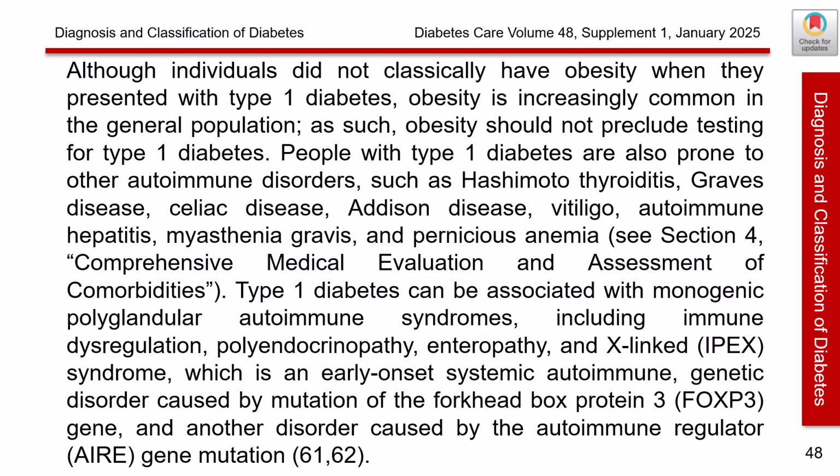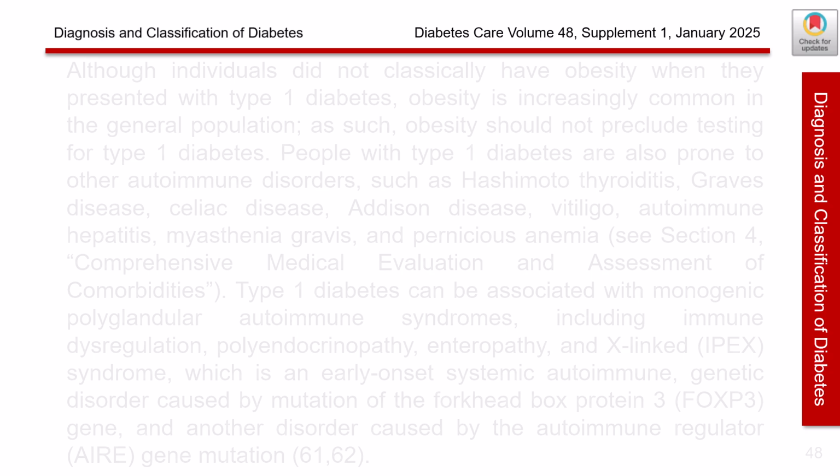Type 1 diabetes can be associated with monogenic polyglandular autoimmune syndromes, including immune dysregulation, polyendocrinopathy, enteropathy, and X-linked syndrome, which is an early-onset systemic autoimmune genetic disorder caused by mutation of the forkhead box protein 3 gene, and another disorder caused by the autoimmune regulator gene mutation.